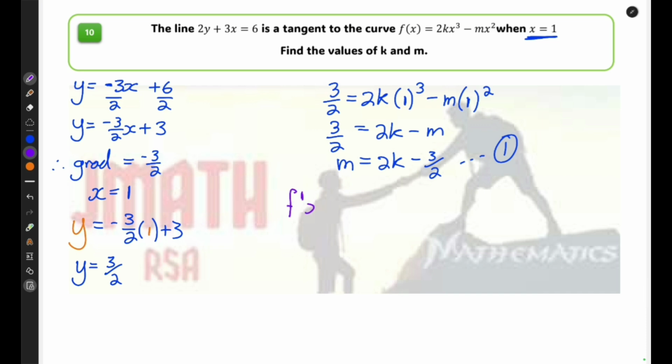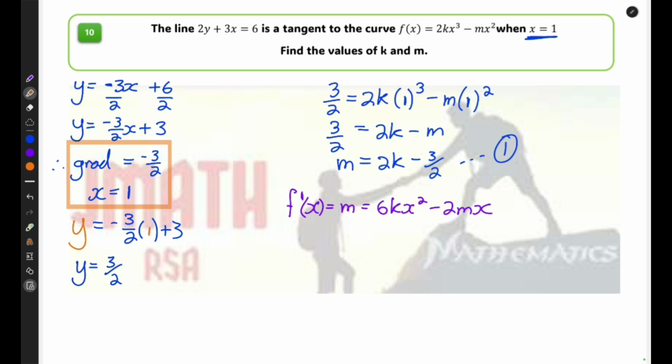So now to get equation 2, I'm going to get the derivative. So the derivative of this specific thing would be equal to 6kx squared minus 2mx in this case. Now, if they gave us the turning point, I would make it equal to 0 and sub in the x value. They didn't. They gave me the gradient of a tangent. So in this case, I'm actually going to use this info and not the y value. Okay, guys, don't get confused. The derivative is all about the gradient. At a turning point, the gradient is 0.